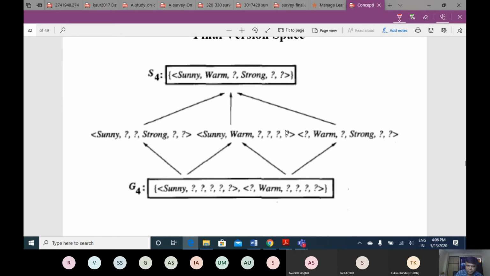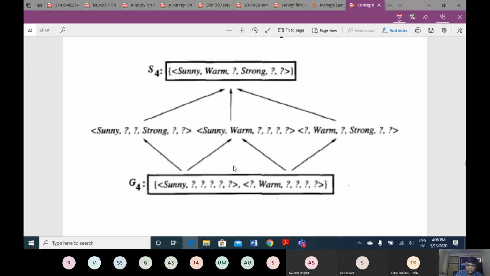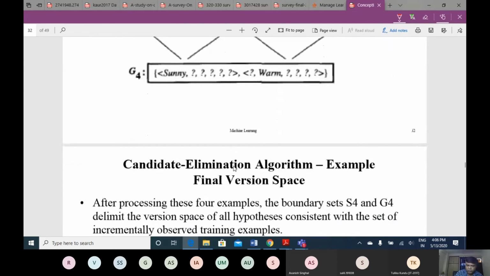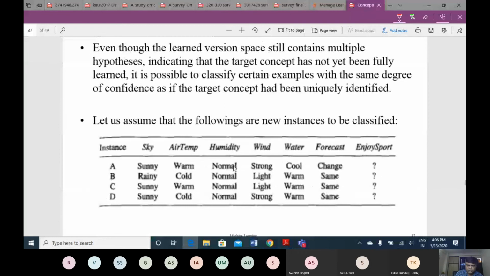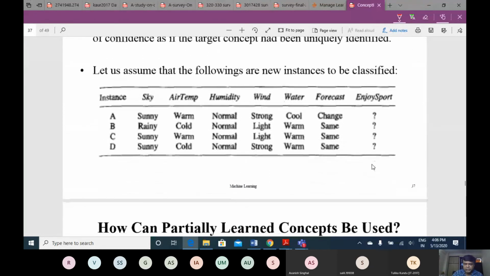ये जो वर्जन स्पेस है, इसके हर हाइपोथेसिस को ये पर्टिकुलर एग्जांपल ट्रू करता है. Okay, so for this example, every hypothesis is true, and that is why we can comfortably say it is true. It is yes. So for this particular example, we will enjoy the sport based on the learning we have done, based on the training data set. We can easily say that for this example, we will enjoy the sport.